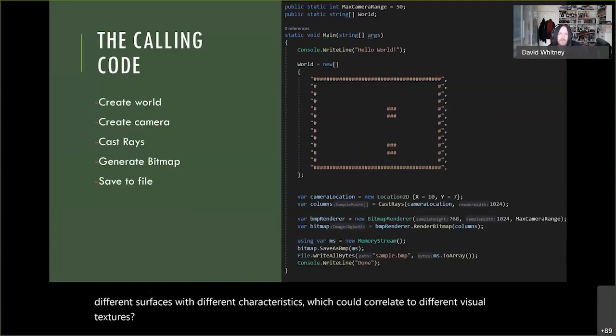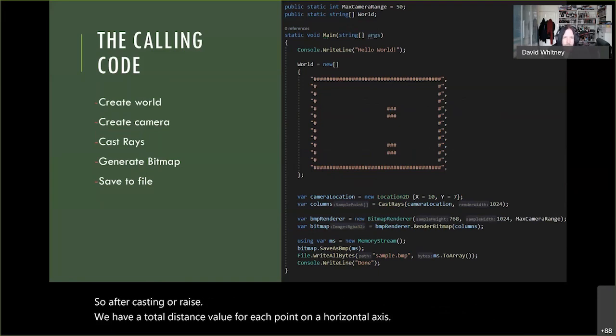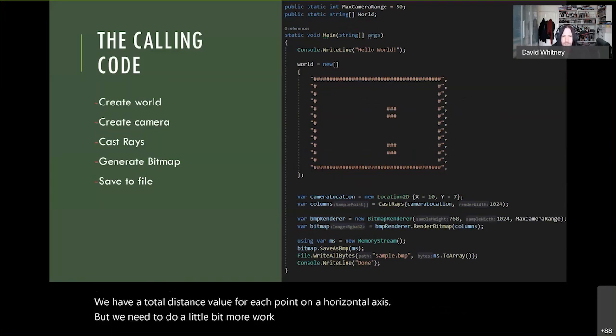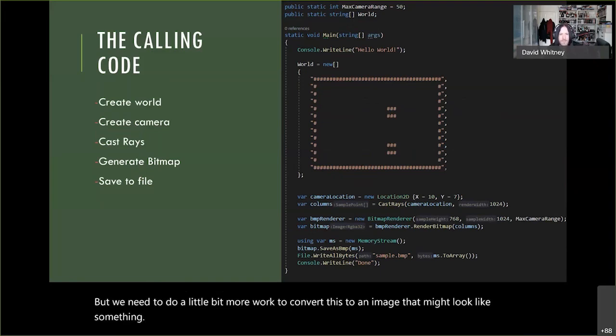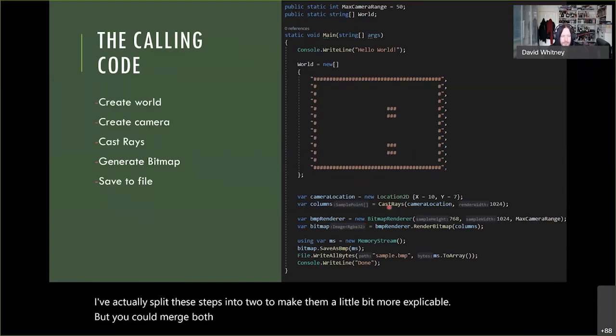So after casting our rays, we have a total distance value for each point on our horizontal axis. But we need to do a little bit more work to convert this to an image that might look like something. I've actually split these steps into two to make them a little bit more explicable, but you could merge both our cast rays function here that scans across and our render bitmap method if you really wanted to.